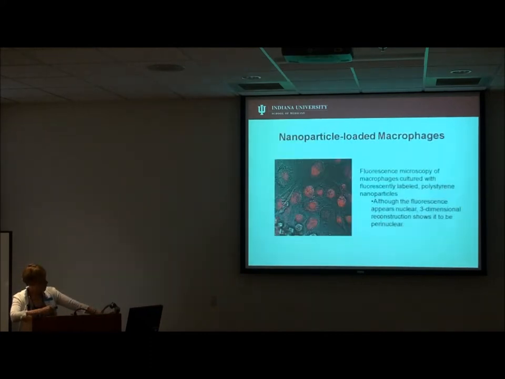These are incubated with the macrophages for 3 days, and you see the lovely red fluorescence in the center. I can tell you, we were using confocal microscopy so we could actually do three-dimensional reconstruction, and although these look nuclear, they're not. They sit right around the nucleus.